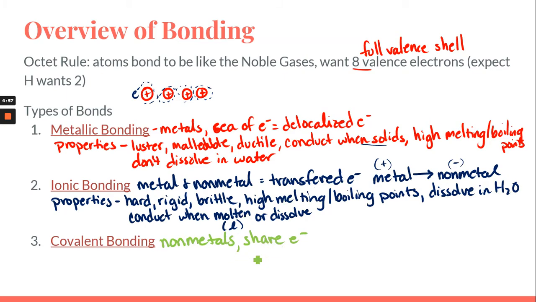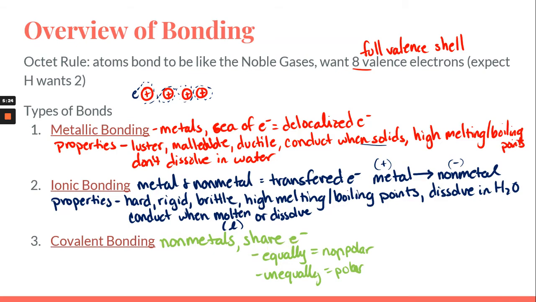Now you can share 2 different ways. You can share equally, which we call nonpolar covalent, or you can share unequally, which we call polar covalent. And we'll talk more about polar versus nonpolar in our next unit. Remember, this is just kind of a short overview of covalent, and we'll get into more detail next time.